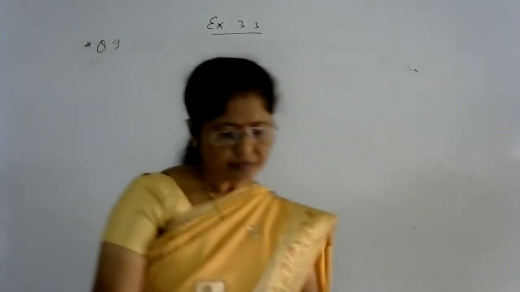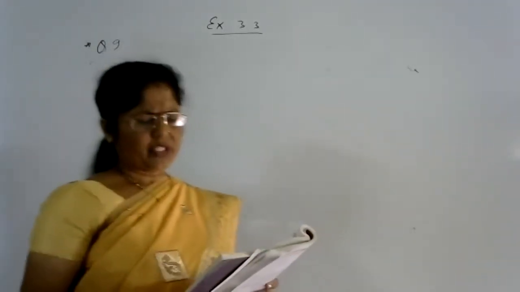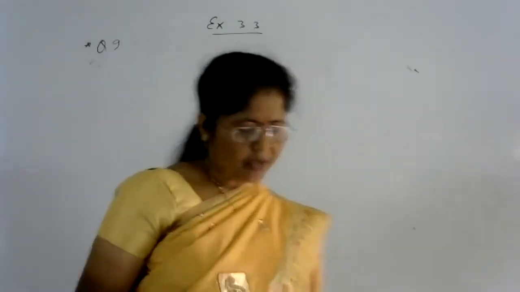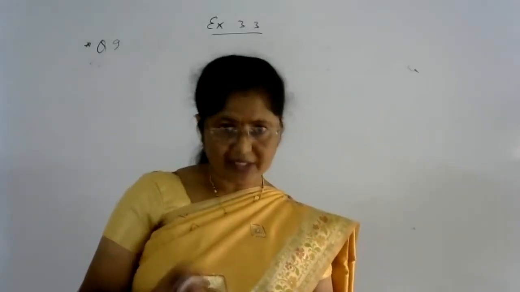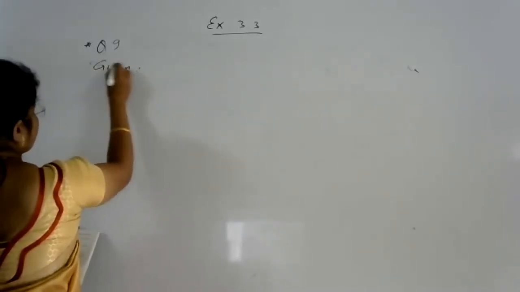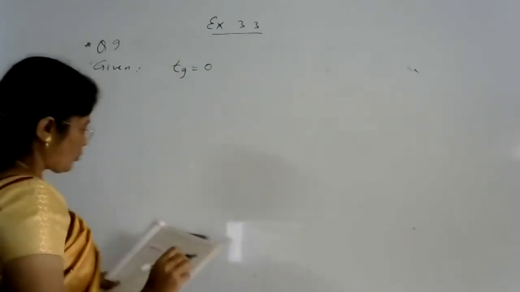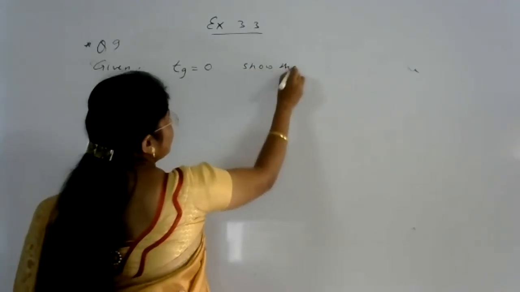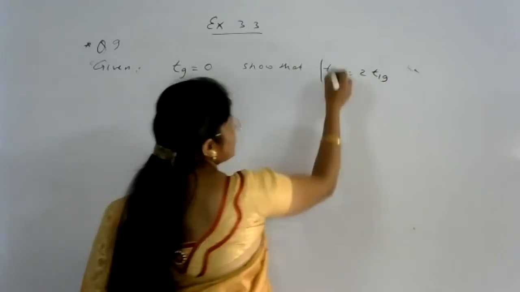Question number 9. If the ninth term of an AP is 0, then show that the 29th term is twice the 19th term. So what you have to prove here? The 29th term is twice the 19th term. First you have to understand the question here. Given: the ninth term is 0, and you have to show that the 29th term is twice the 19th term. This result we have to show.